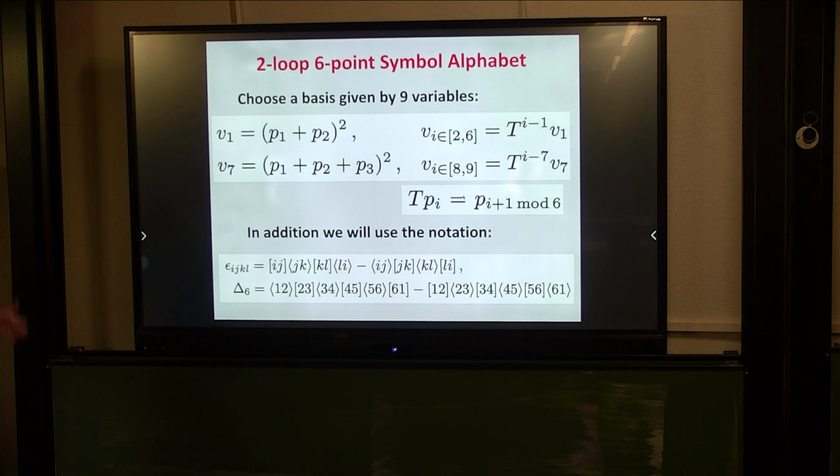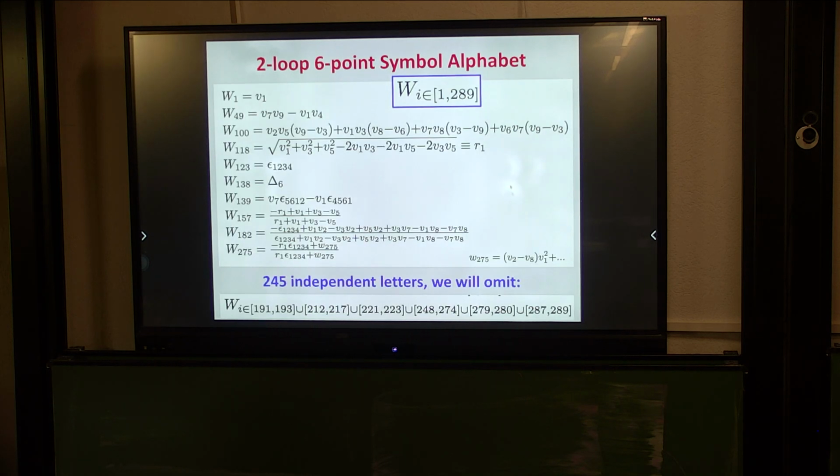I have the slide, but I skipped all the details, though I will show some to give you some idea. The variables are the 9 variables, V's, and then we will use notations epsilon and delta. You can open their paper, and some of my collaborators like to criticize the paper because they present 289 letters. I'm glad Johannes is not here, so I can speak freely. They present 289 letters, but they're not all independent. It's a basis, yes, output from Mathematica, I understand, but the number of independent letters is 245.